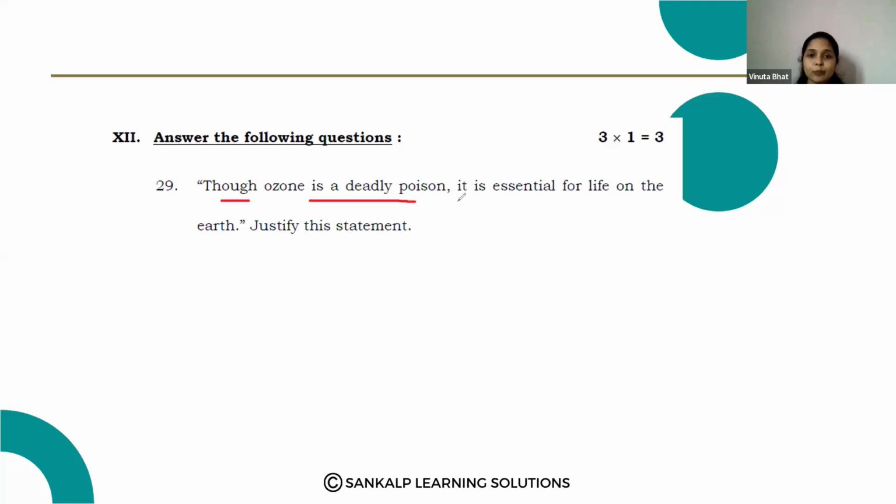Ozone is a deadly poison. It is essential for life on the earth. Justify this statement. The ozone layer protects organisms on the earth from the UV radiation from the sun. So the ozone layer is very essential. Otherwise, this UV radiation may cause some diseases in plants and animals. Okay.